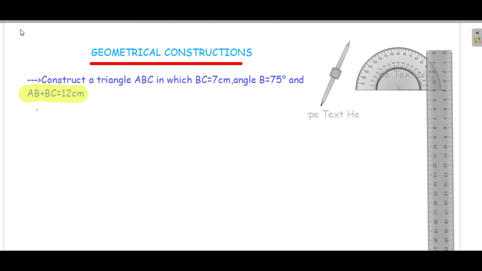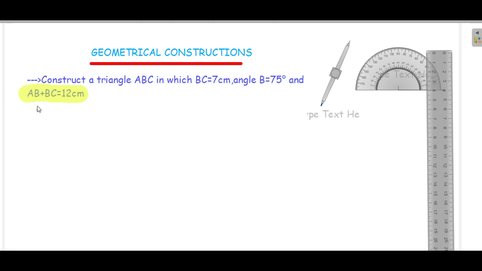Hello everyone, in this video we will learn how to construct a triangle with a given side, an angle and sum of the sides. Till now we have learned how to construct a triangle using the individual measurements of the lengths of the sides or individual angles. But this is a special type of construction wherein we have the sum of the sides.